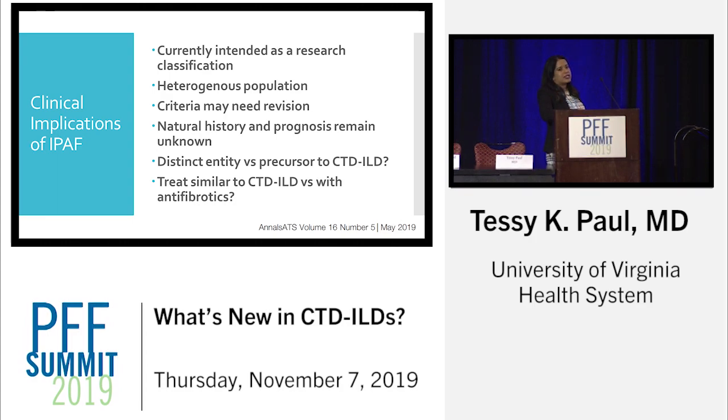And the idea is maybe they fit somewhere in between idiopathic interstitial pneumonia and CTD-ILDs. And it's not clear whether this is actually a distinct entity or an actual precursor to CTD-ILD. In 2 studies that I looked at, about 16% of patients went on to be diagnosed with connective tissue disease ILD. So we don't know, do you treat these patients as connective tissue disease ILD, or IIP? Especially if you have UIP, do you treat them with antifibrotics?